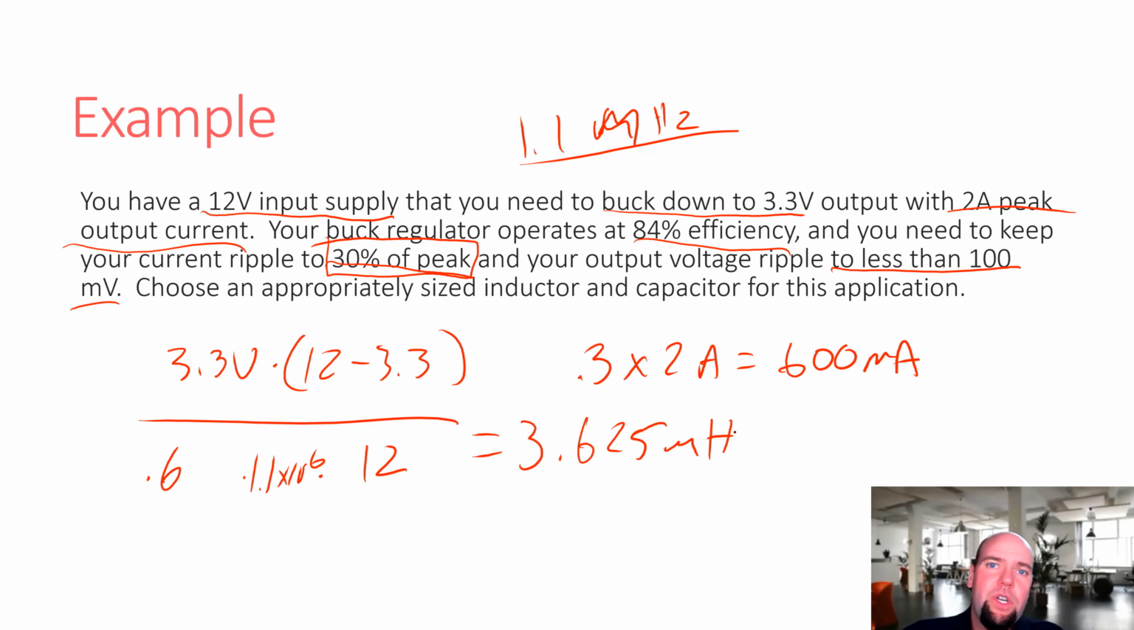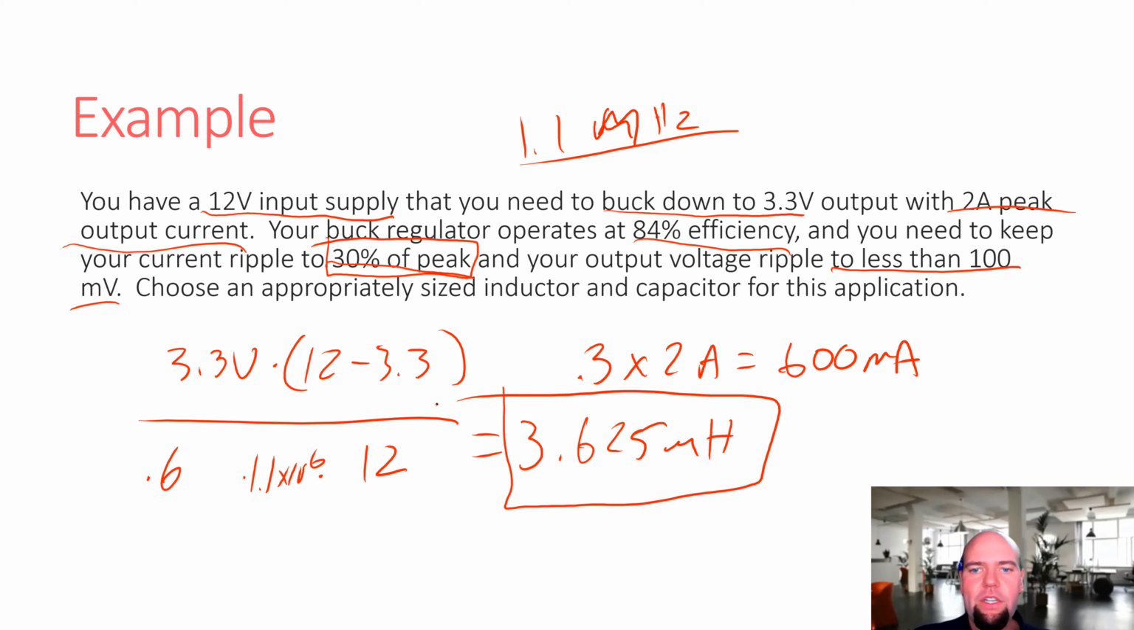Now, normally you wouldn't just do 3.625. You don't get to choose inductors to every single possible range. Normally you'd choose like a 4.7 microhenry, something close to that, sort of the next step up in ones that you can find that aren't ridiculously expensive. But for now, we did our solution. We need a 3.65 microhenry inductor.